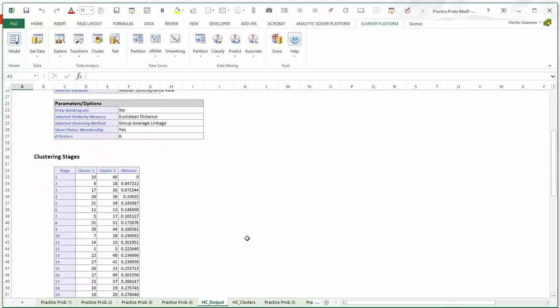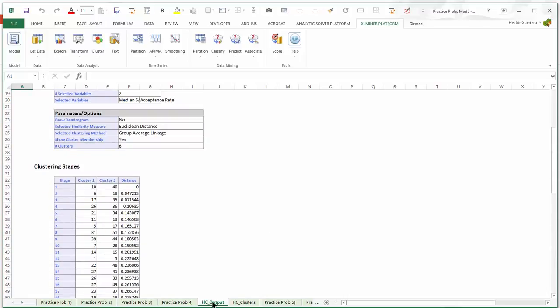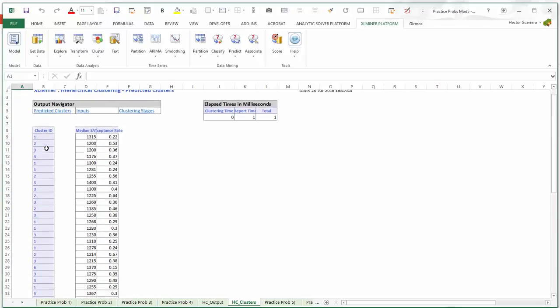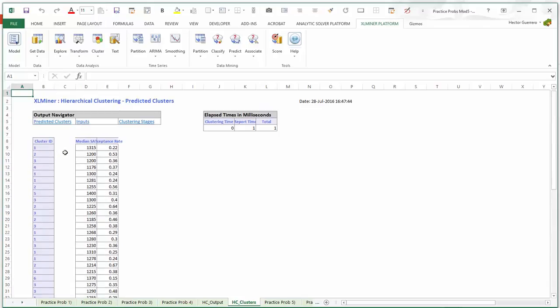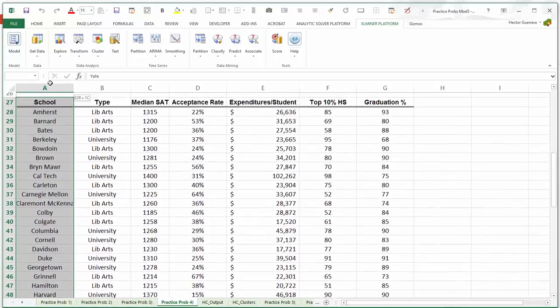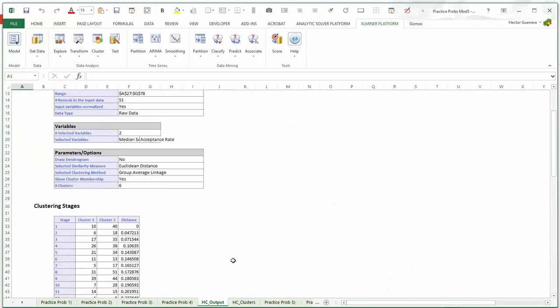Now, a technician would look at this and make some decisions about whether this is a good cluster analysis or not. We're going to dispense with this sheet, and we're going to look at the hierarchical clusters, and we're going to see that what we've got here are the clusters for the schools that we had, still in the order that they appeared before. So if I take a copy of our schools, let me take the names of our schools here. I copy these, and I go back to the hierarchical cluster output.